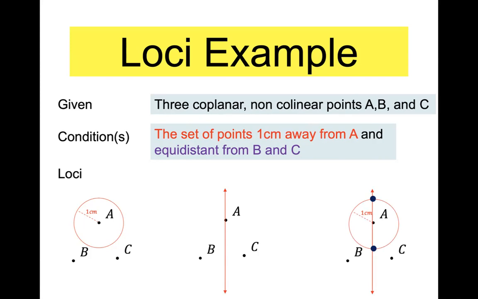That is the answer. So it looks to me that the answer, if we're given 3 coplanar non-collinear points A, B, and C, and the condition is the set of points 1 centimeter away from A and equidistant from B and C, it looks like the answer is going to be 2 points that are 1 centimeter away from A, if you really want to be particular. But we got a problem. And yes, that is an answer, but it isn't the final answer because we run into a problem.